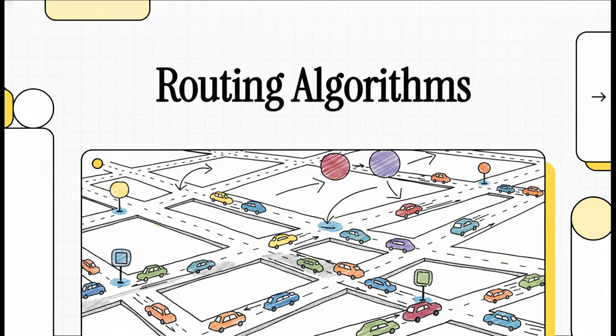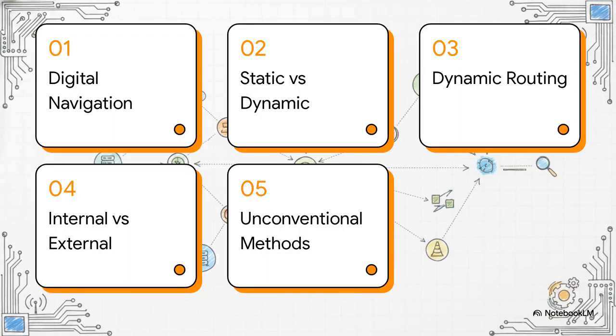How on earth do billions of these data cars navigate this insane grid at the exact same time without constantly crashing into dead ends? Well, the answer lies in routing algorithms. Today, we're going to act as digital traffic controllers and break down exactly how these invisible rules classify and direct traffic all across the globe. Okay, let's dive into this.